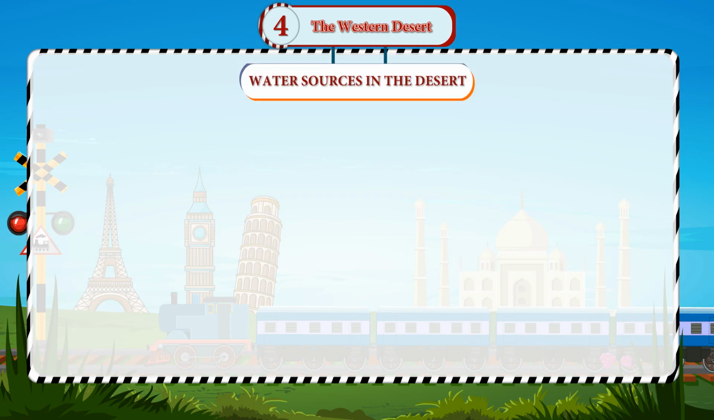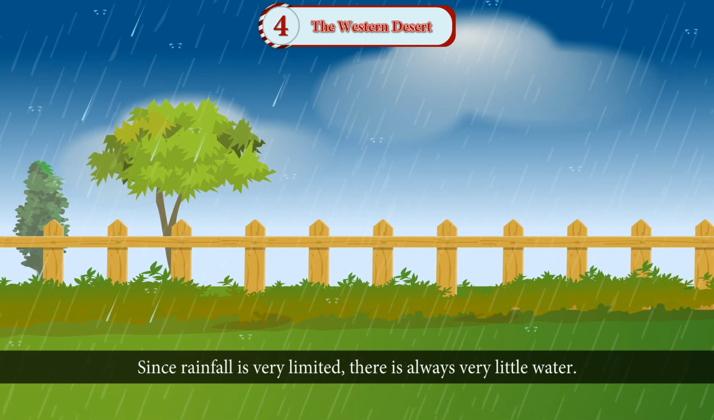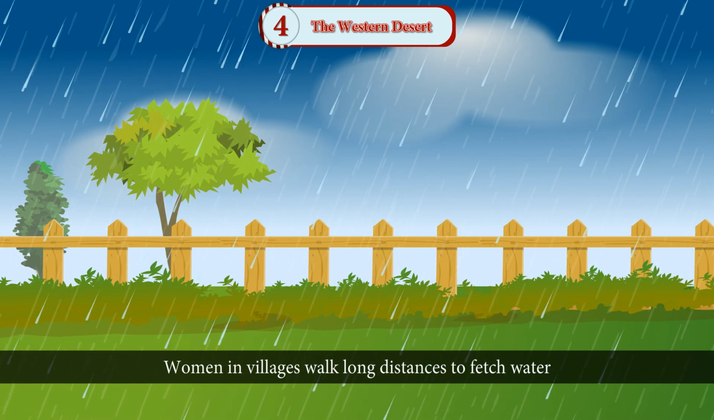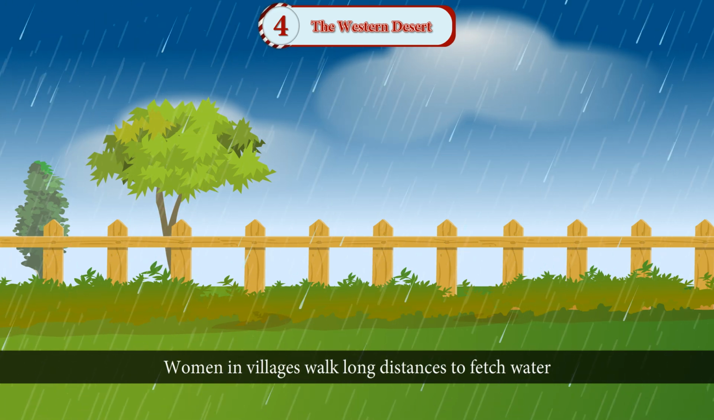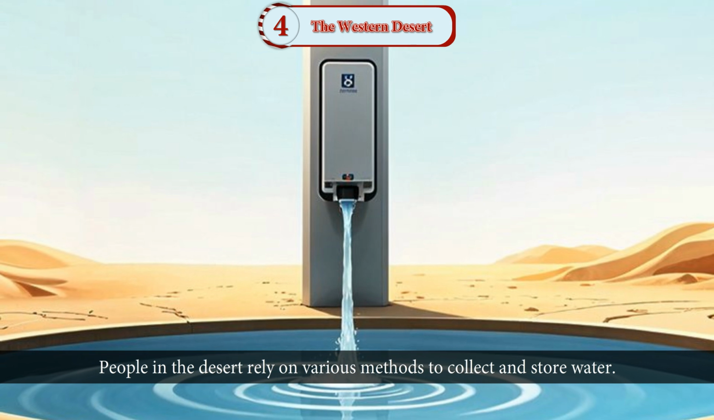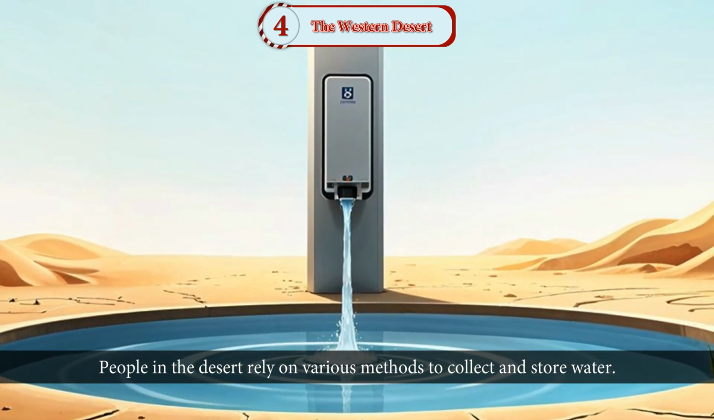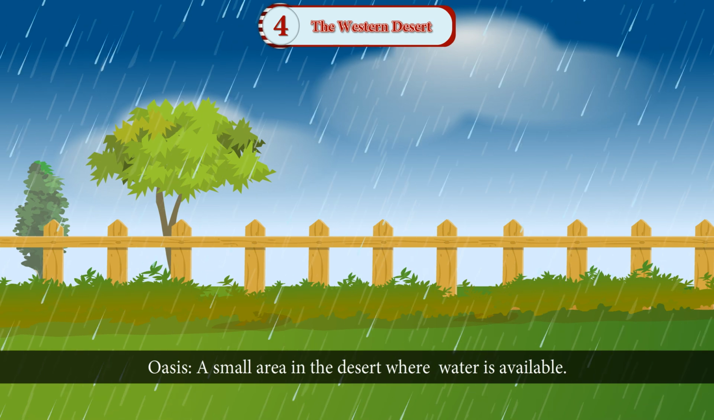Water sources in the desert. Since rainfall is very limited, there is always very little water. Women in villages walk long distances to fetch water. People in the desert rely on various methods to collect and store water.